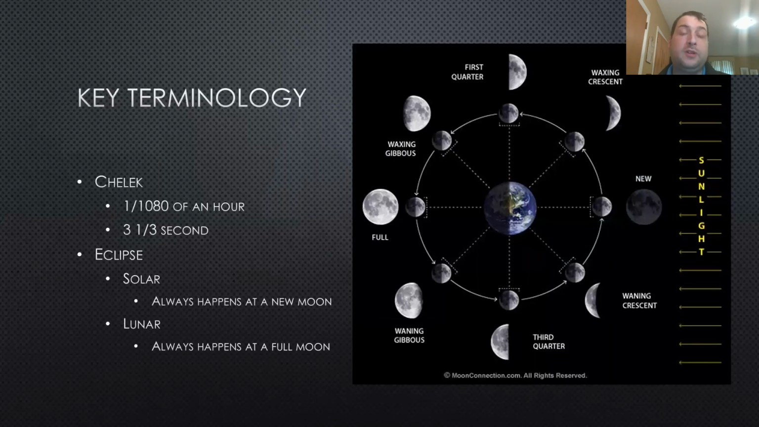So last week we talked about chalakim, which are 1/1080th of an hour, or about 3 1/3 seconds. We talked about how they knew with precision how long a lunar month was because of different eclipses. So all solar eclipses always happen at the new moon, and all lunar eclipses always happen at the full moon.